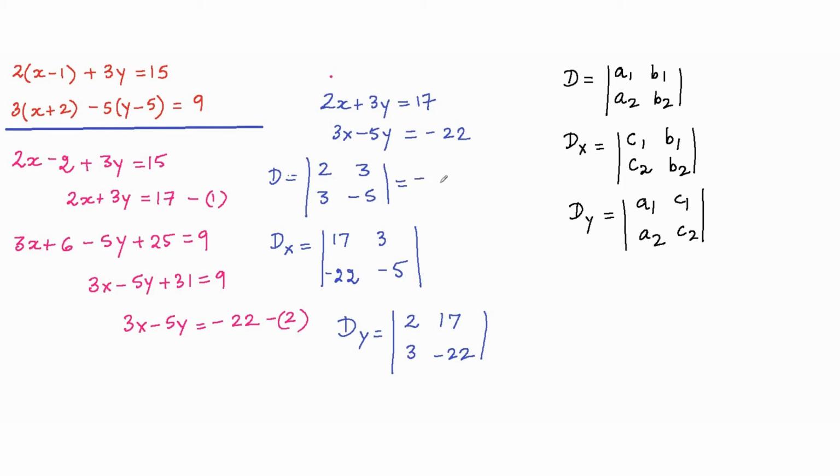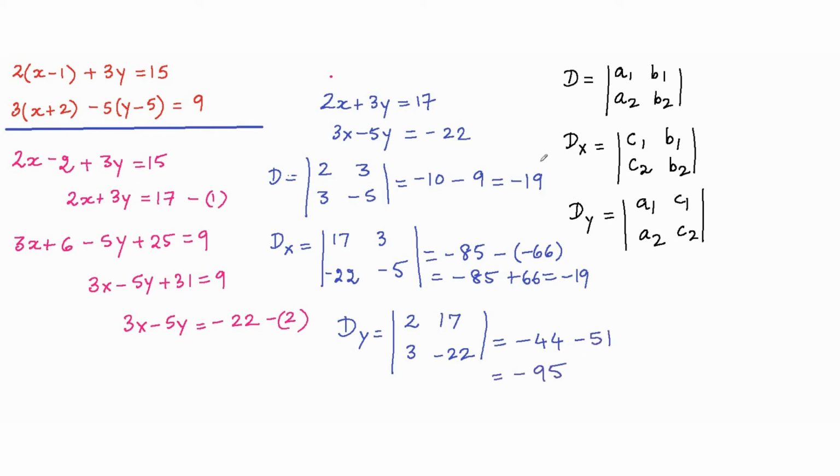2 into minus 5, that's minus 10. 3 3s are 9 and there is a negative sign in between. So this gives me minus 19. 17 into minus 5 is minus 85. Minus multiplication of these two terms is minus 66. So this becomes minus 85 plus 66, which is minus 19. And let's find dy. 2 into minus 22 is minus 44 minus 17 3s are 51, right? So this becomes minus 95. So I have all the three determinant values with me now. This is the master determinant, this is dx and this is dy.